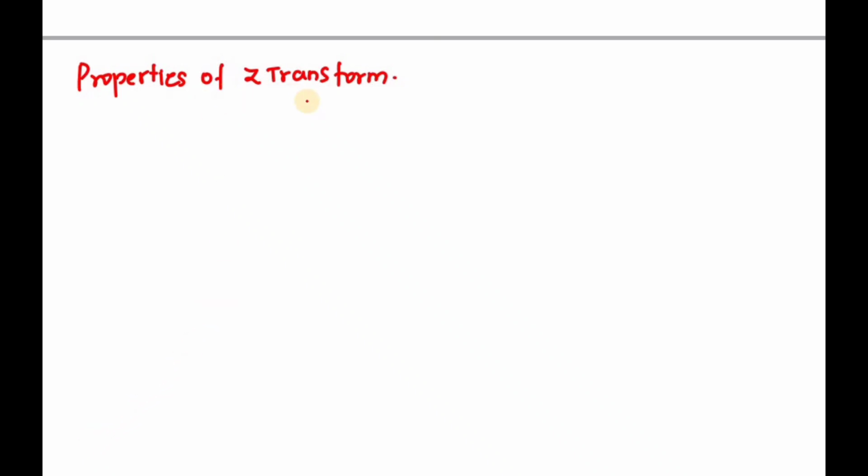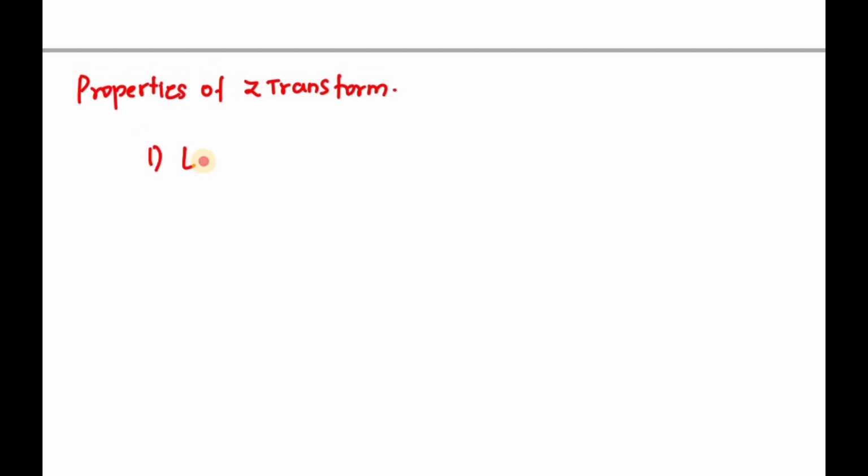So in this video, we are going to discuss the properties of Z transform. The first property is linearity. This property of Z transform is analogous to the DTFT, since both are handling discrete sequences. The properties which are applicable to the one-sided Z transform are almost the same as those of the two-sided sequence also.